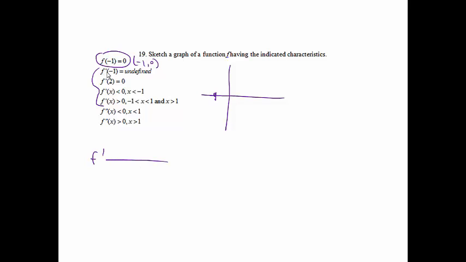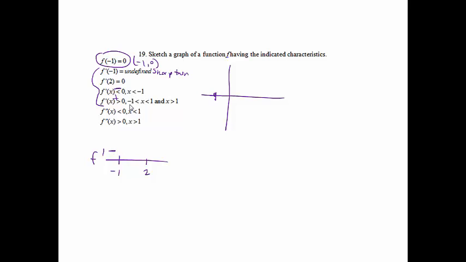Okay, it tells us that f prime of -1 is undefined, so that is a critical number. This is also going to tell us that there's got to be a sharp turn there probably. Okay, f prime of 2 is also equal to 0, so that's another critical number. And then it tells us the derivative is negative before we get to -1.